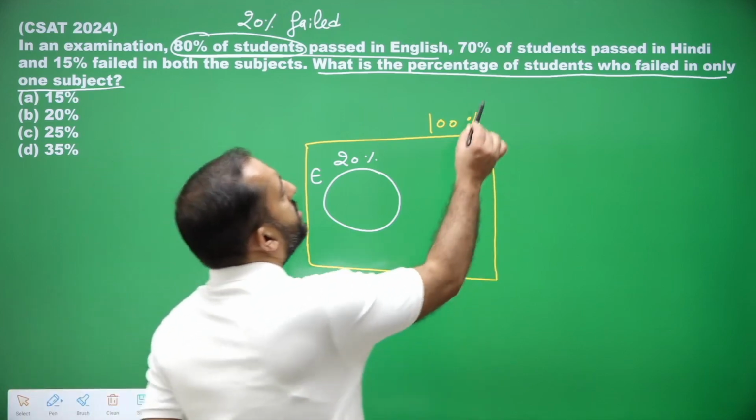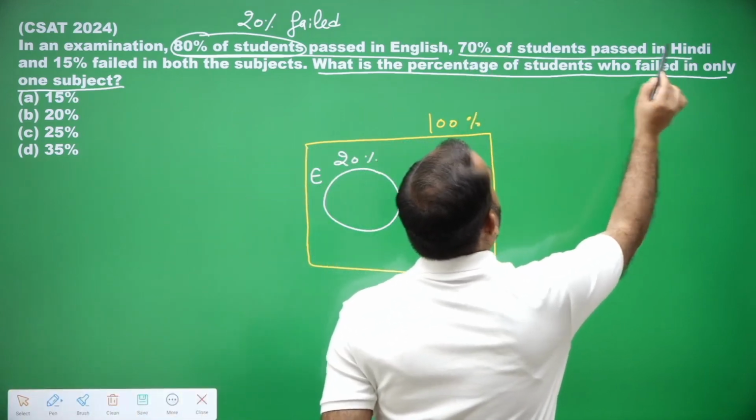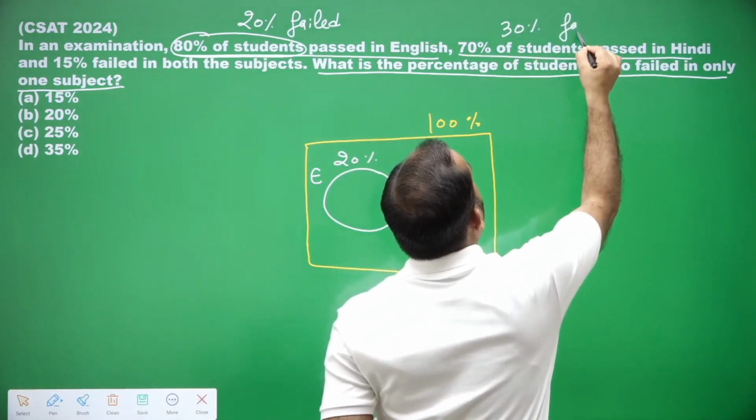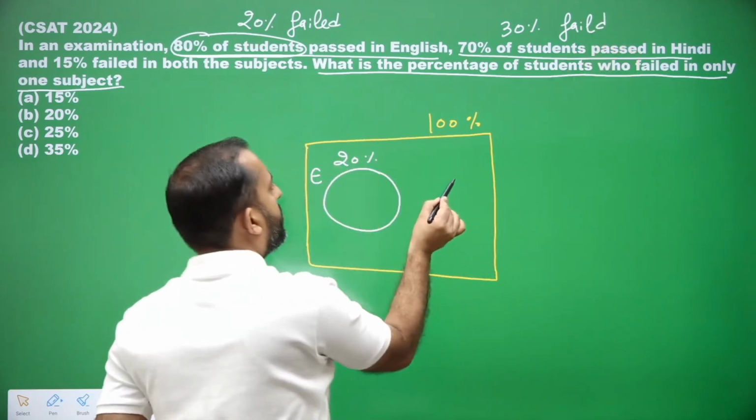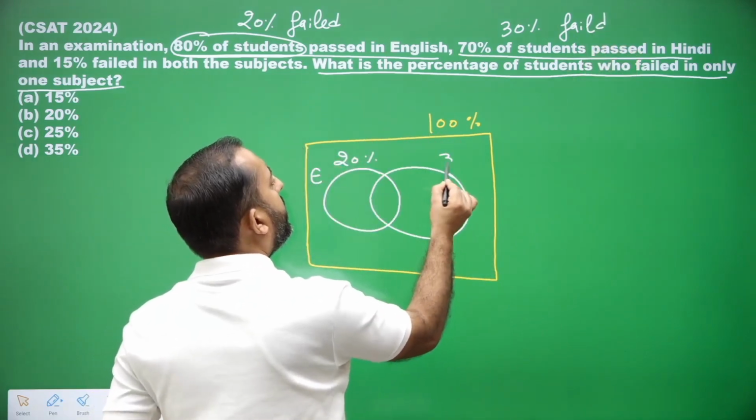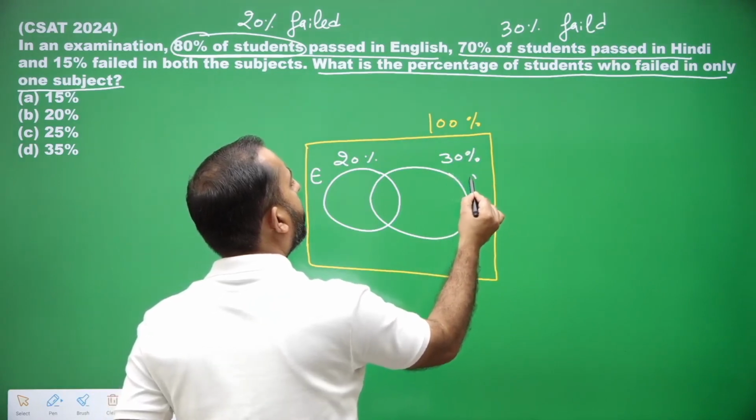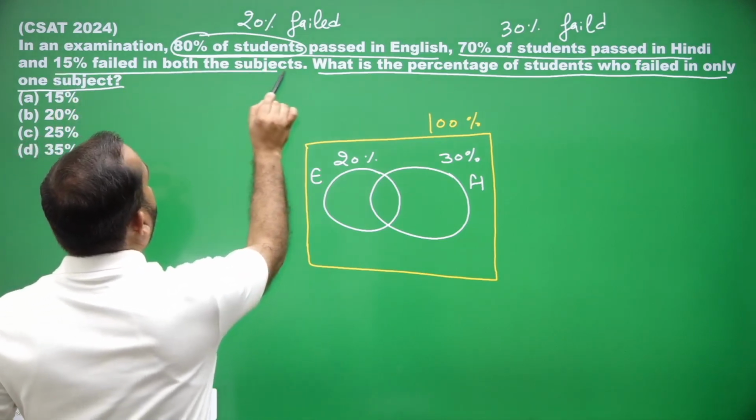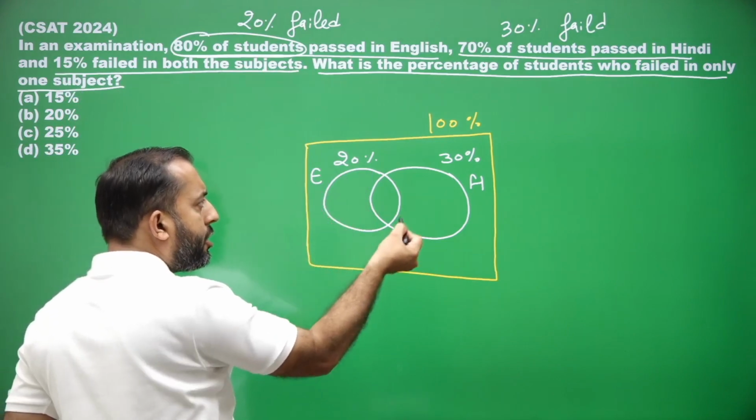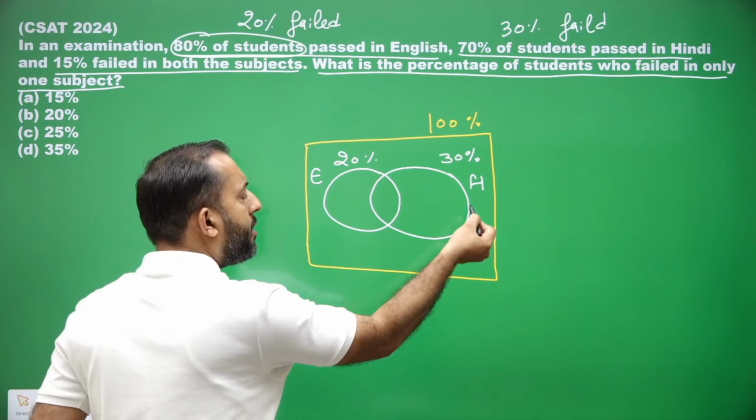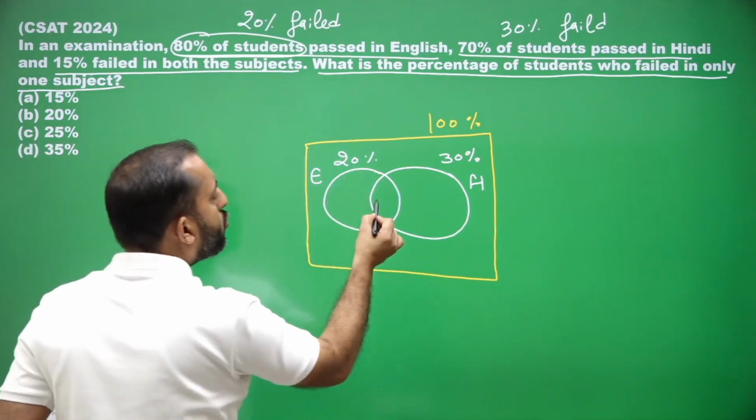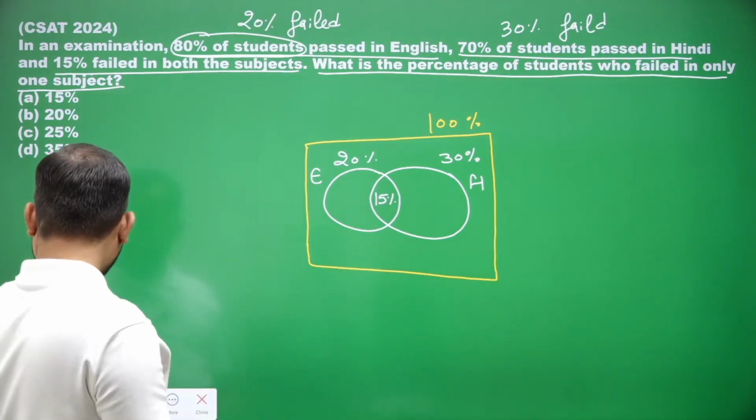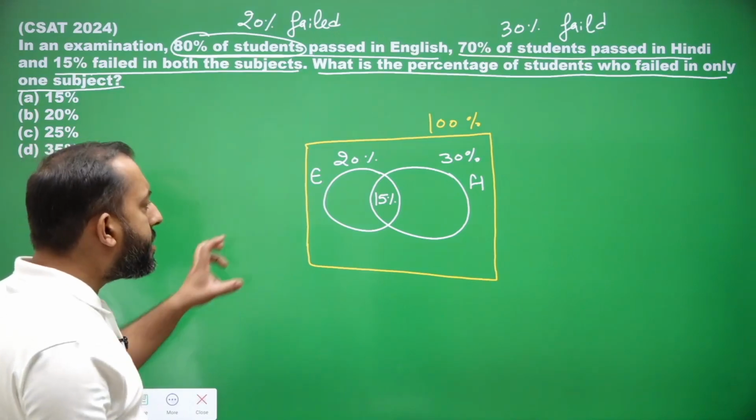Okay. Now 70% students passed in Hindi. So 100 minus 70, which means 30% students failed in Hindi. So out of 100%, 30% students failed in Hindi. 15% students failed in both the subjects. 20 failed in English, 30 failed in Hindi, 15 failed in both. So value of this intersection is 15%.